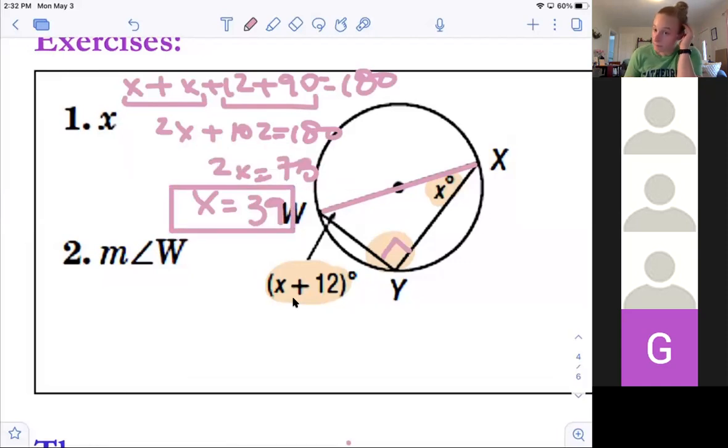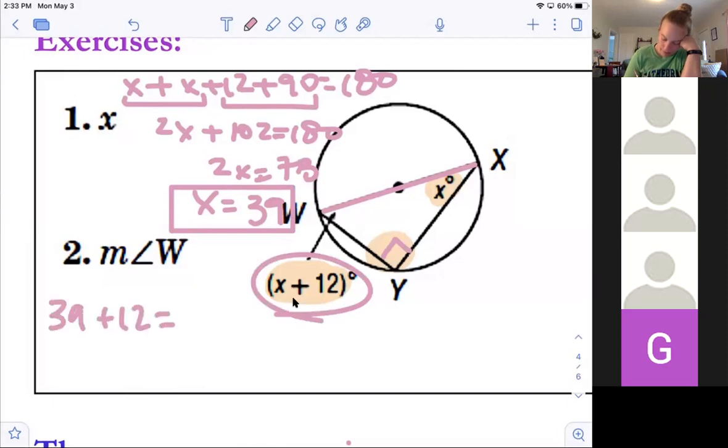Anybody have complaints on that? Okay. Then to find w, plug and chug. 39 plus 12 is going to be 51.